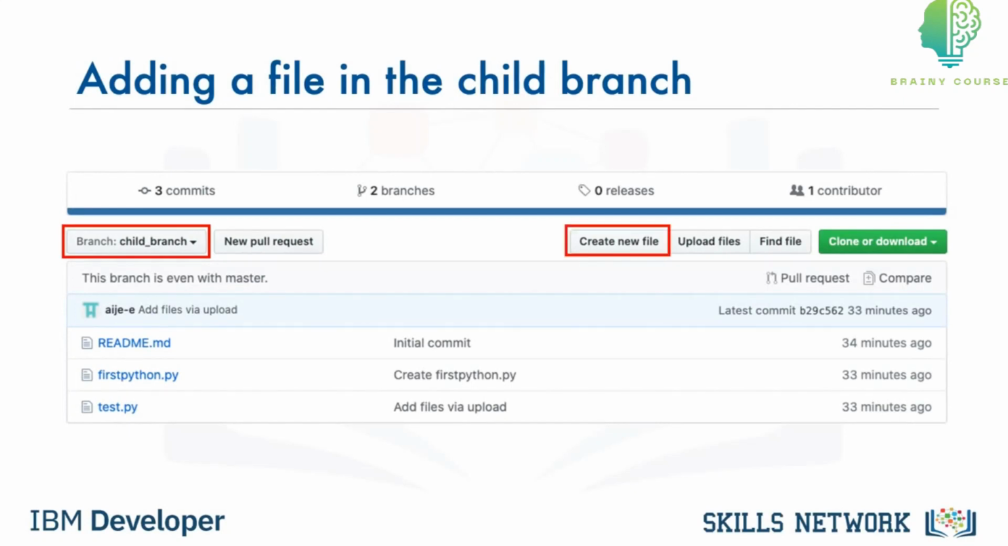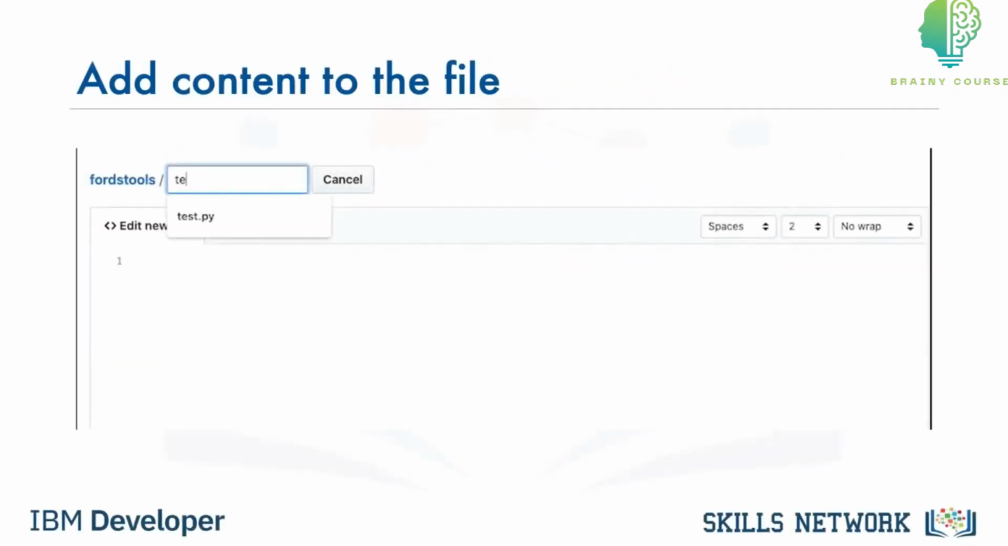To add a file, make sure Child Branch is selected in the Branch Selector drop-down list. Click on Create New File. In the space provided, name the file. We will name it testchild.py, and then we will add a few lines of code. We will print the statement inside Child Branch.